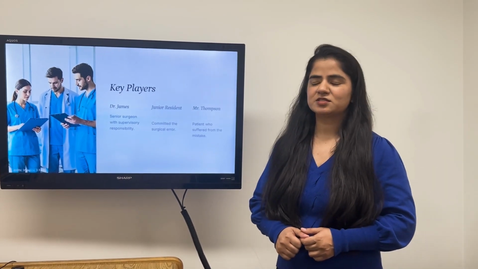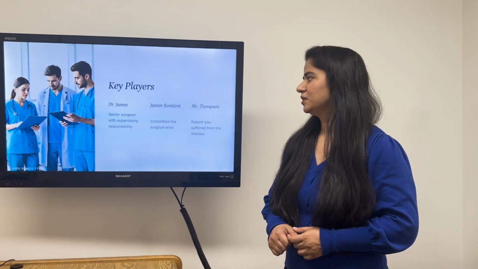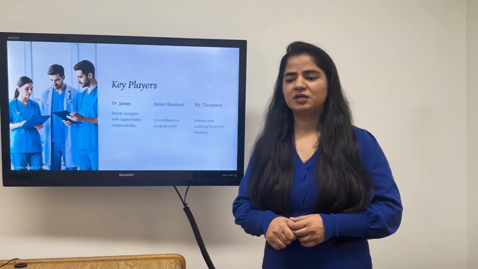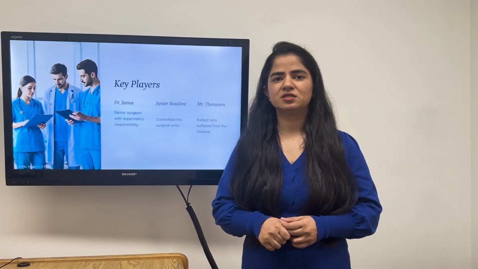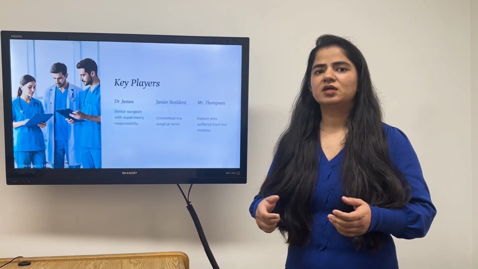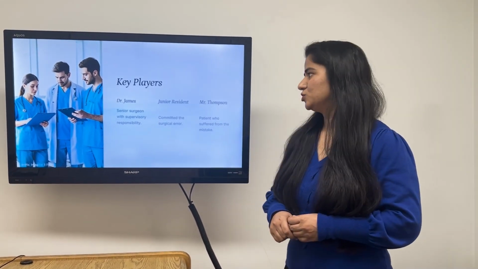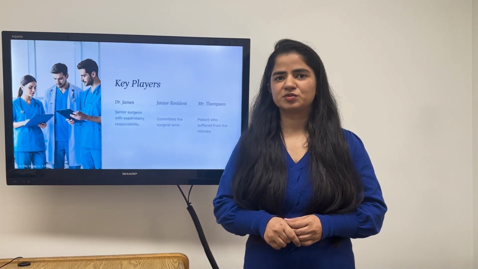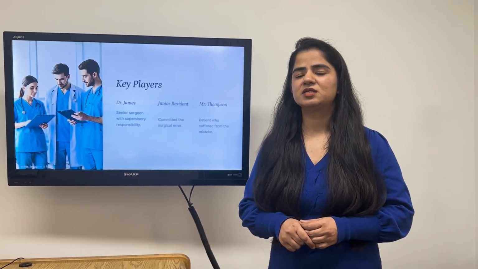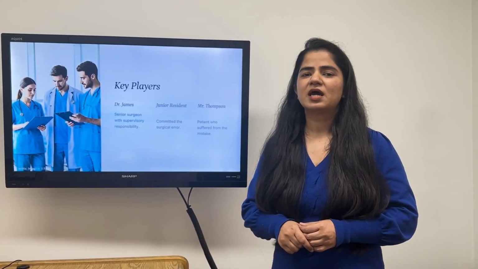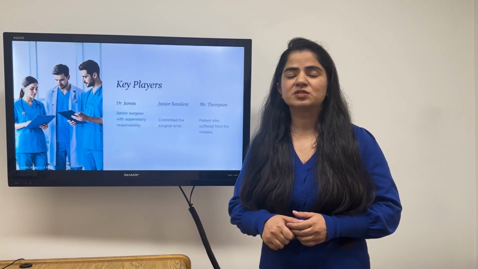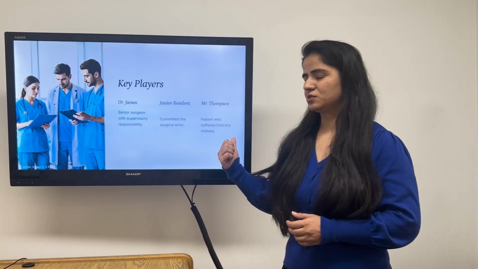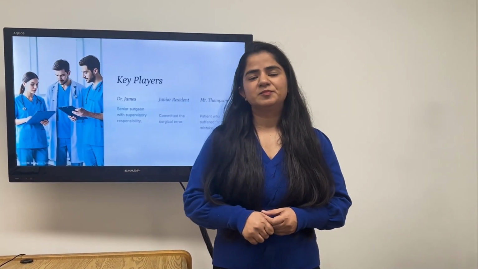So the key players in our case scenario are Dr. James, the senior surgeon, the junior resident, and Mr. Thompson, the patient. So basically this scenario is happening in a teaching hospital where Dr. James, being a senior surgeon, is doing an operation called appendectomy, and the junior resident is assisting Dr. James with the surgery. And during the surgical procedure, the junior resident didn't maintain the sterilization of the surgical instrument, and he basically continued using the same disinfected instrument on the patient, which ultimately led to the infection of Mr. Thompson's.